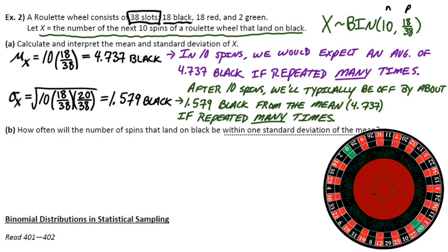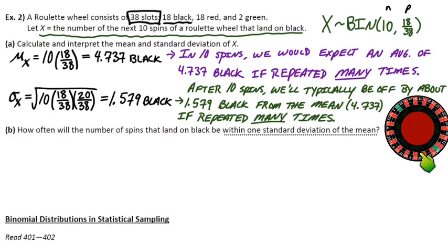So we'll typically be off by 1.579 black from the mean, which we already did, that was 4.737, if we repeated this many times. All right, I've got to make the wheel small again since we're doing the next part here.